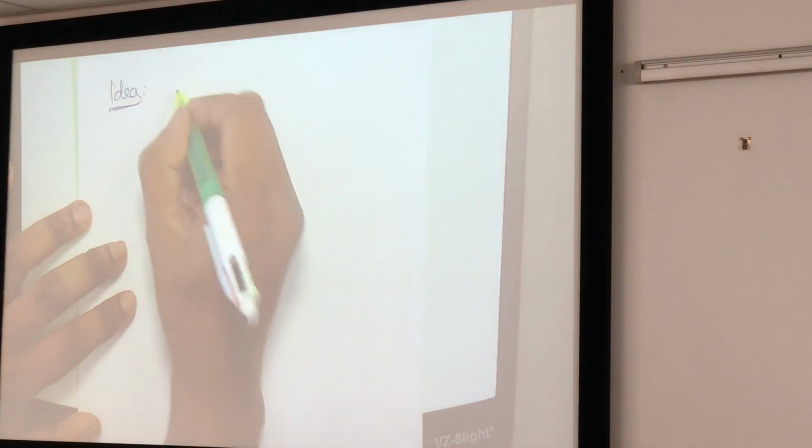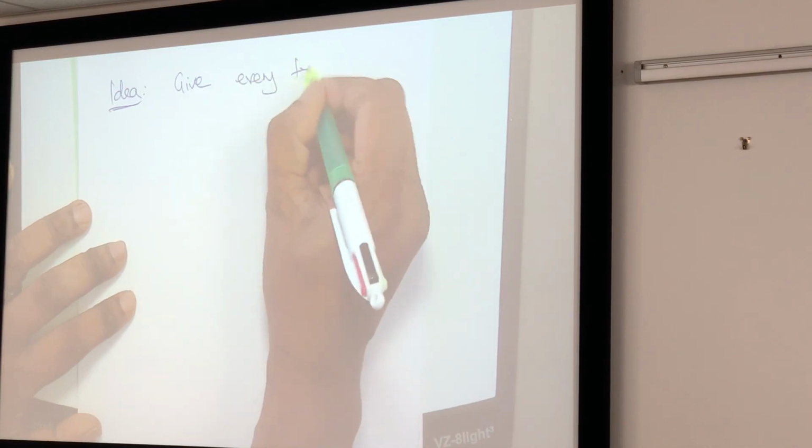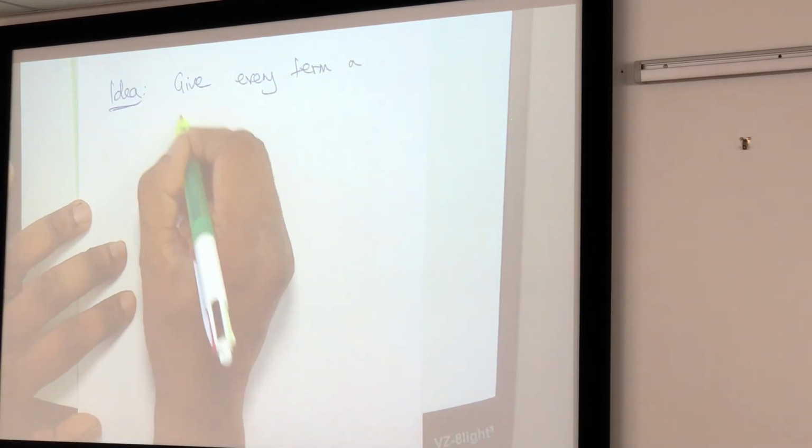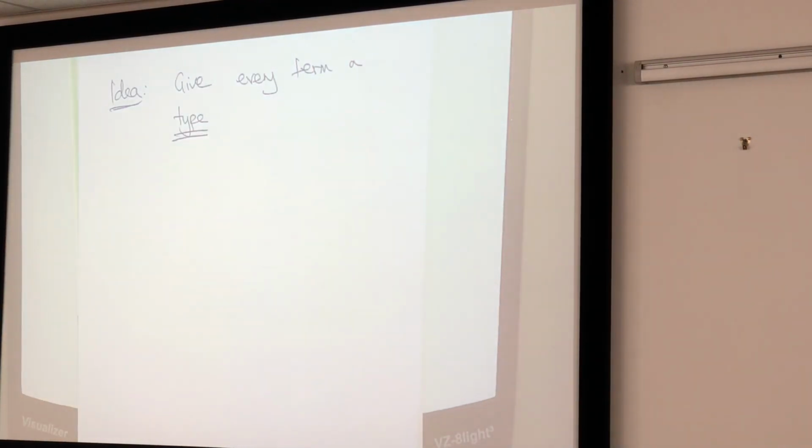So the idea: give every term a type. So 6 will have the type natural numbers, 12 will have the type natural numbers, etc. And then functions will have types that represent what they take as input and what they take as output. So I can now tell you what these types are.